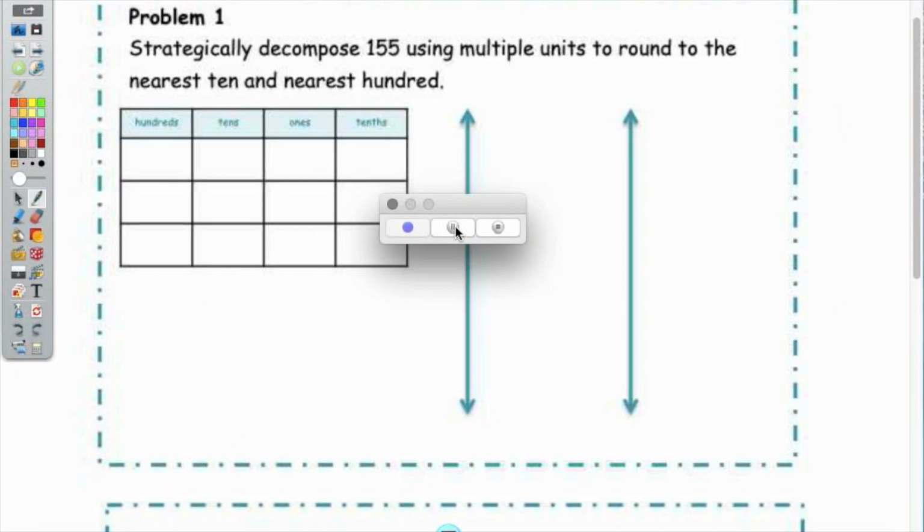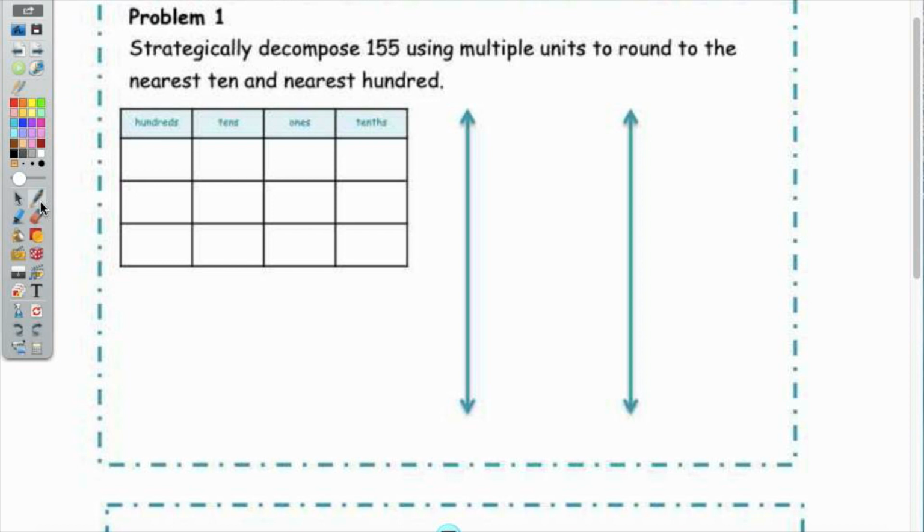Yeah. Okay, let's take a look at this. Now, problem 1, we're rounding decimals right now. Problem 1 is going to start us out with the concept, but we're not going to round in the decimal place value yet, okay? So it says strategically decompose 155 using multiple units to round to the nearest 10 and nearest 100. That makes no sense, does it? Nope. I'm going to show you what it means, okay?